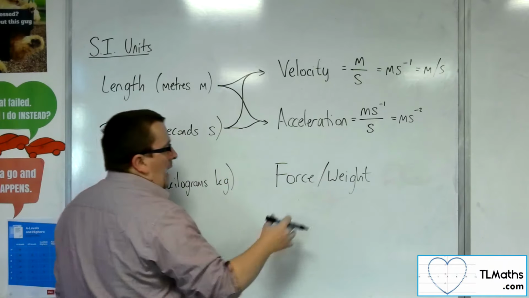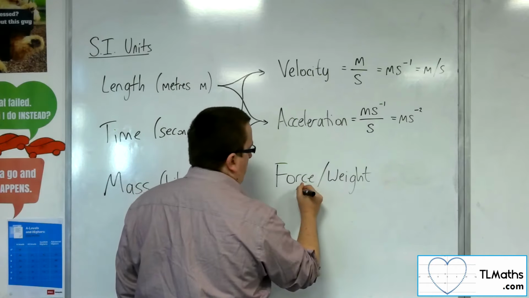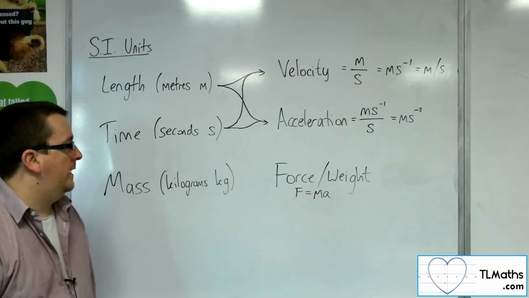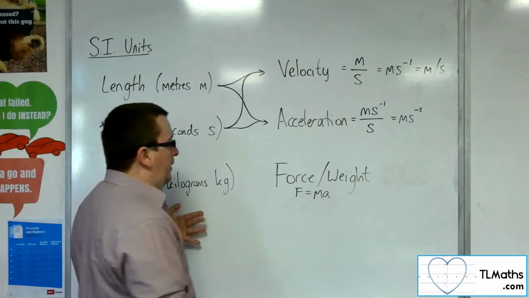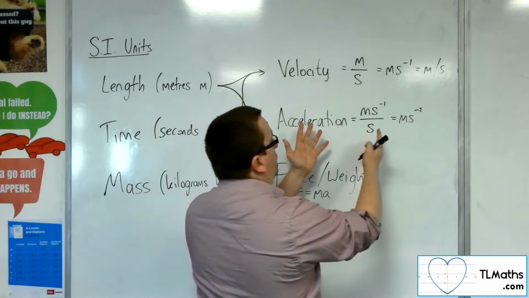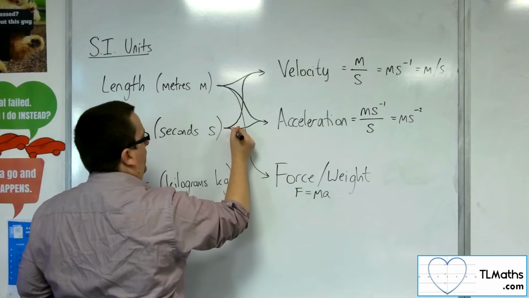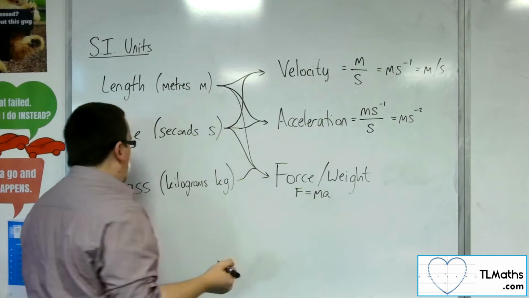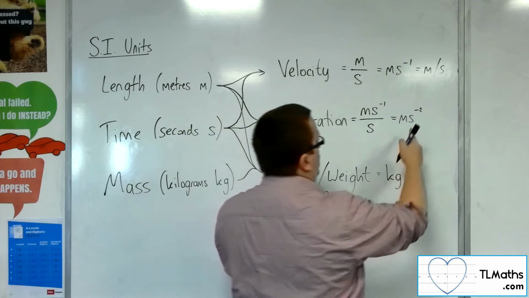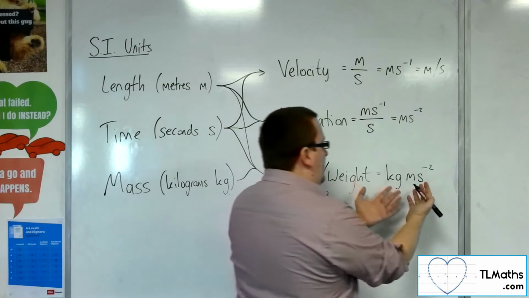So then forces, we refer to Newton's second law, which we go on to use quite a lot as part of mechanics for A-level maths. And Newton's second law says that force is equal to mass times acceleration. Okay. Now mass is in kilos. Okay. So it's going to be using kilos and the SI units for acceleration. So length and time. So actually, length, time, and mass all come into this. And so it will be given by kilos times acceleration, which is meters per second per second. So that is how we identify a force.